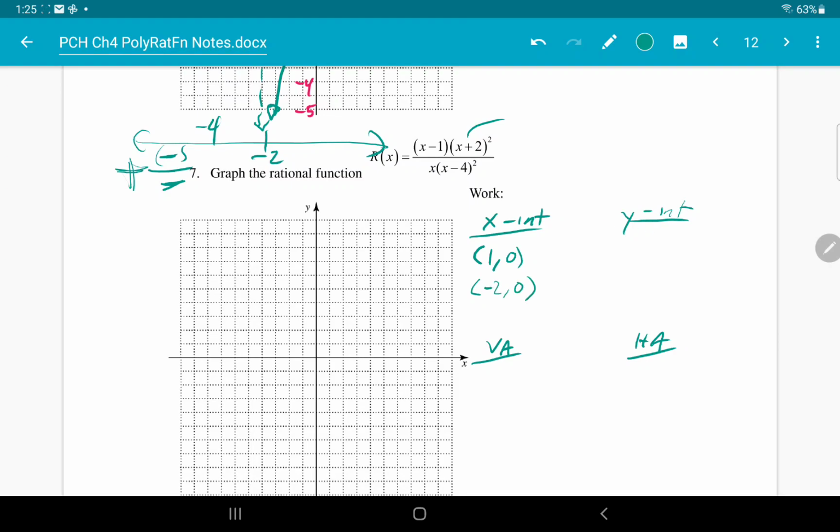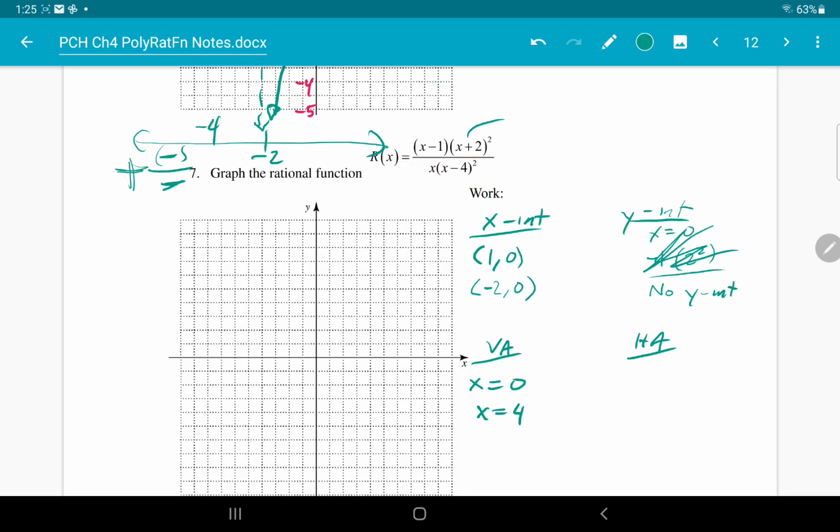The y-intercept occurs when x is equal to 0, so just imagine that x is 0. We'll get -1 times 2 squared, so 4, over... x is 0. Oh, again, we have no y-intercept, right? We can see here that the bottom will have a 0. All right, so the vertical asymptotes are going to occur at x equals 0 and also at x equals 4. Okay, so there we go.